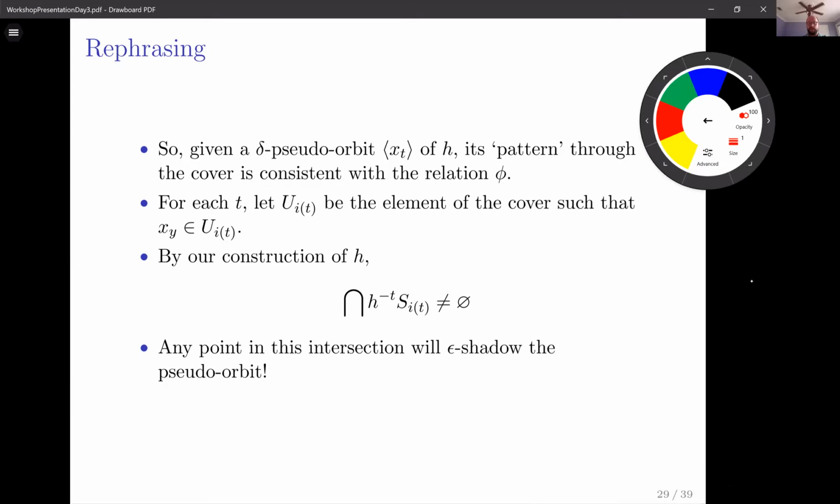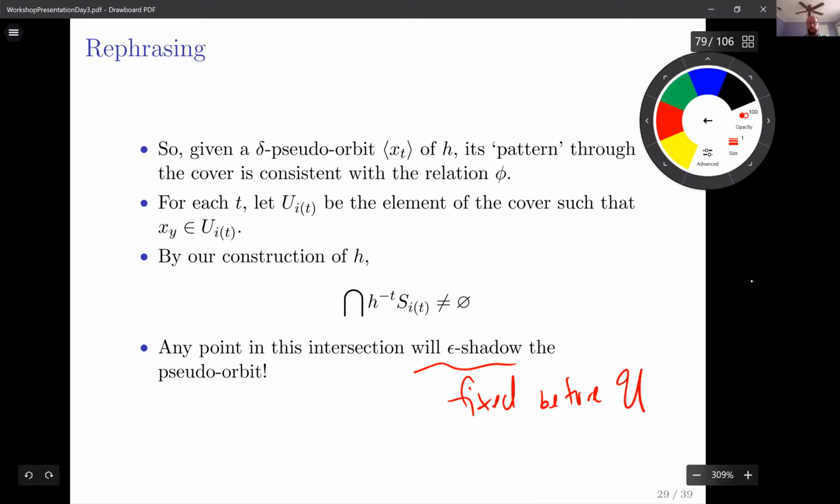Now this epsilon here is fixed. It was fixed up front. This was fixed a long time ago, before we took our cover U and defined phi. So this epsilon here is fixed.